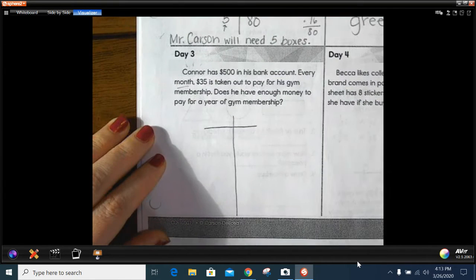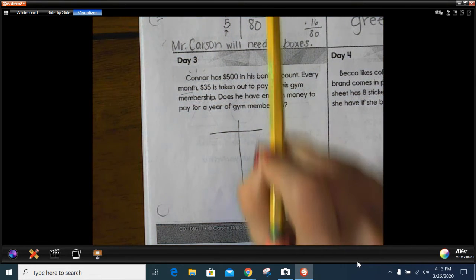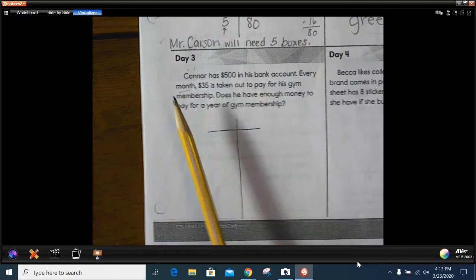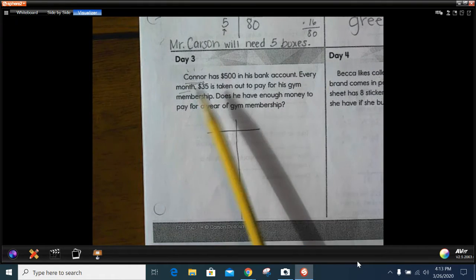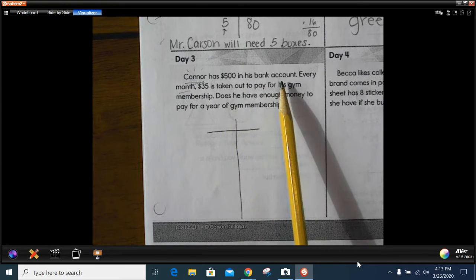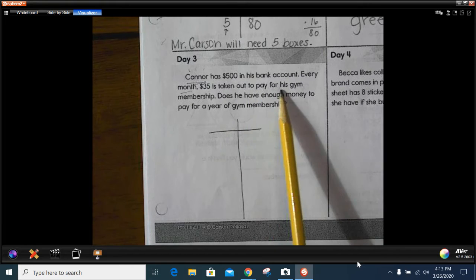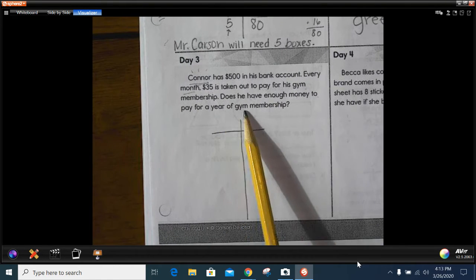All right, guys, let's take a look at that word problem. Oh, I kind of started this a little bit here when I was looking at it before recording. Okay, so we have to make a chart here. Don't forget, that's what the directions say. Connor had $500 in his bank account. Every month, $35 is taken out to pay for his gym membership. Does he have enough money to pay for a year of gym membership?